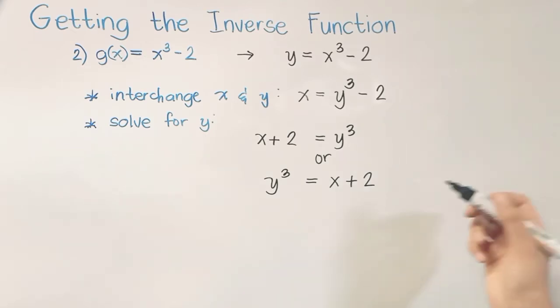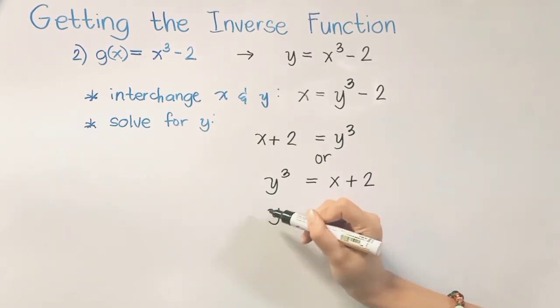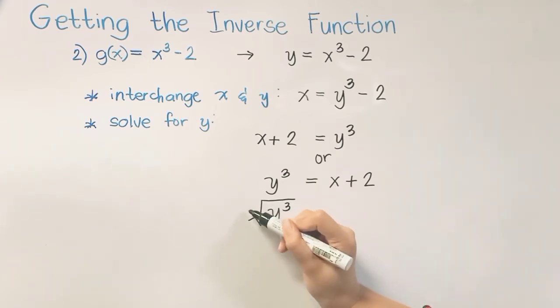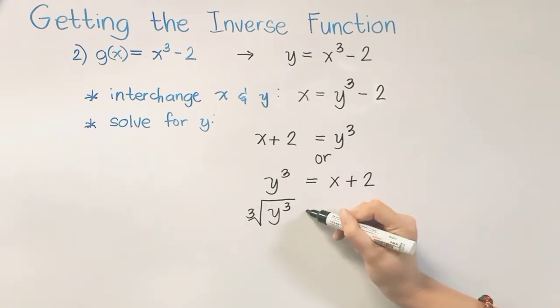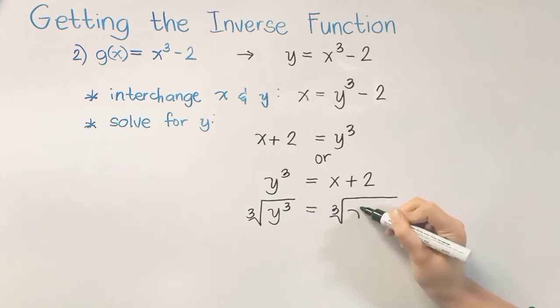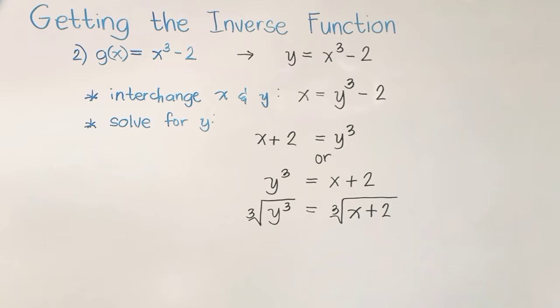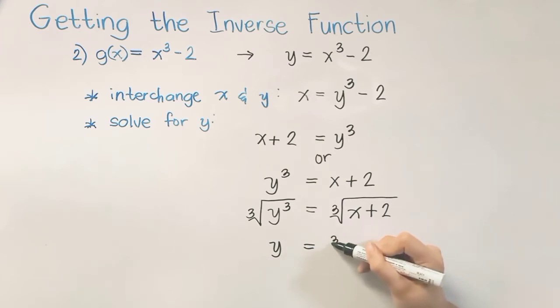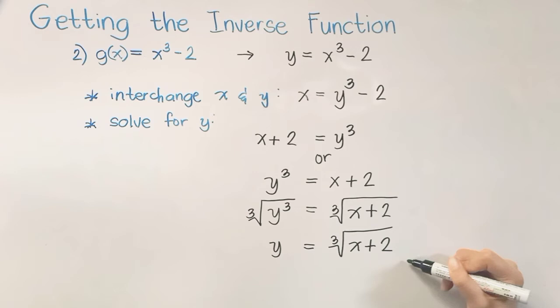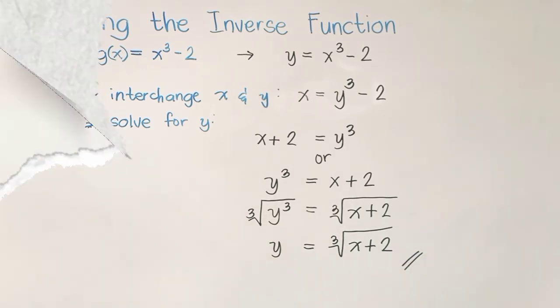Now since our y here is cubed, we have to get the cube root of both sides. So that's cube root of y raised to 3, and then cube root of the entire thing on our right side. Remember that our root depends on our exponent. So if that is cube, we have to get the cube root. If that's squared, we have to get the square root. Because in that way, we can take out our variable. So our inverse function here is the cube root of x plus 2.